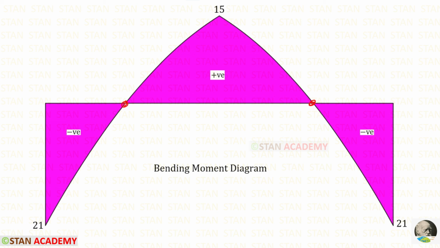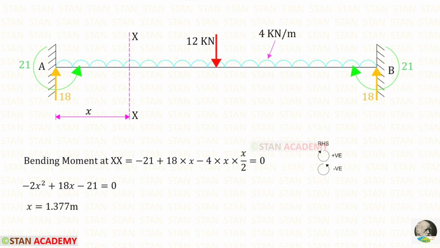We can find the location of these 2 points, but it is not necessary. Since it is a symmetrical diagram, both of these locations will be the same, so we can take any one of them. I am going to take this point and make a section. Let us name the section as XX. We know that in this section the bending moment is 0.